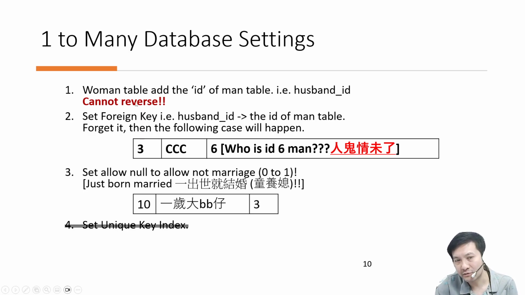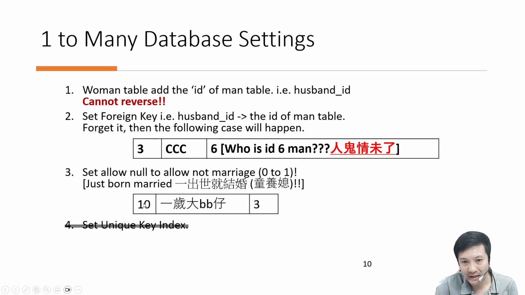But for this case, you can't reverse the column on both sides. In one-to-one, you can put the column in the husband or in the wife, no difference. But in this case, you must put it into the multiple one. The woman is the multiple one, and the foreign key constraint, you also don't want a husband that does not exist in the right table, otherwise he will marry a man who does not exist in the realm.